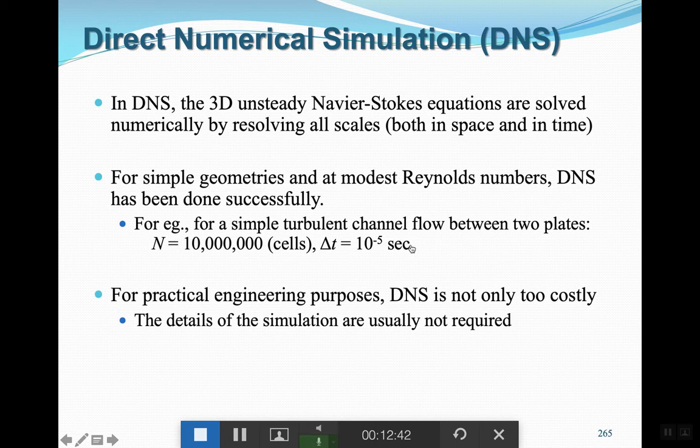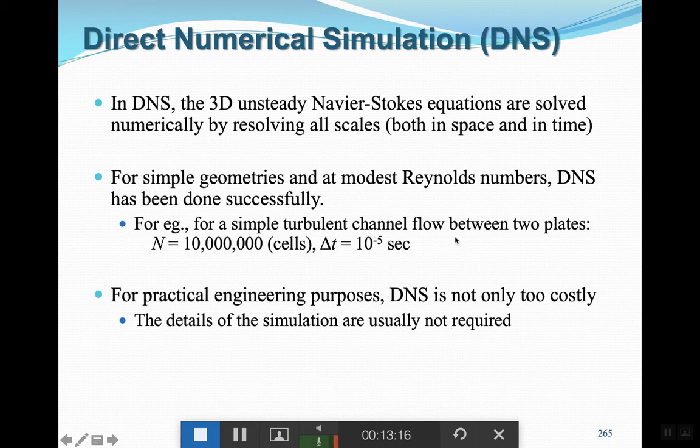And of course, a very refined mesh means a very powerful computer, powerful post-processing software, memory, and so on. So in DNS, the 3D unsteady Navier-Stokes equations are solved numerically, basically by resolving all the scales. But this, as we said, is very time consuming. For example, for simple geometries at modest Reynolds numbers, DNS has been done successfully, but it has a very high number of cells.